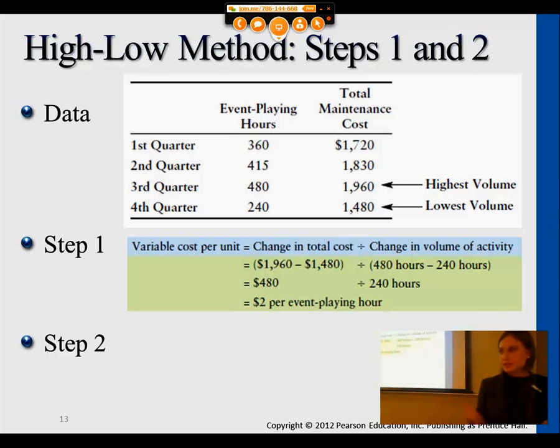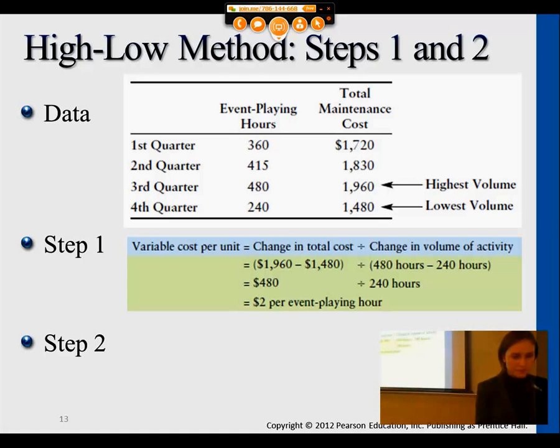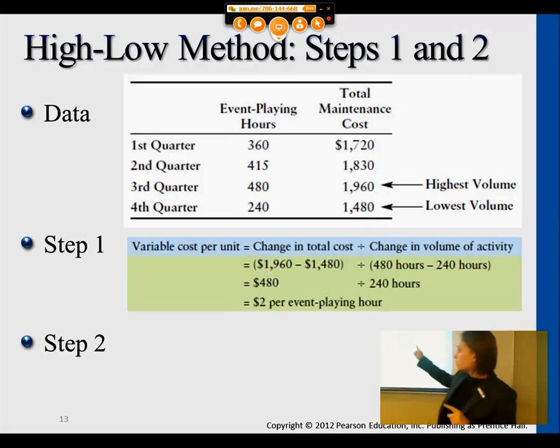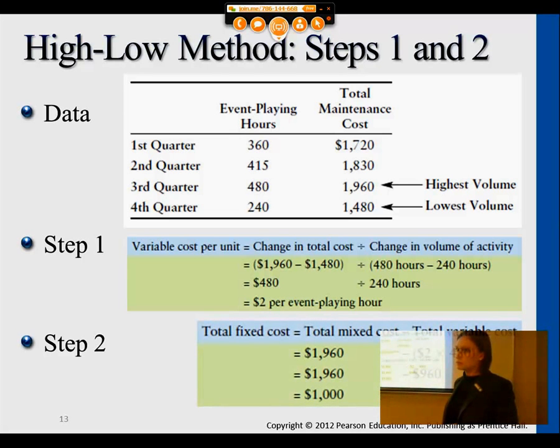Okay, so we need to do the second step. What was the second step? We need to calculate the fixed cost, right? We have the variable. Let's look at the fixed. Now, am I going to calculate fixed per unit or not? What am I calculating? What is this next step? It's total cost, total fixed cost. So when you're calculating, don't get mixed up. I'm calculating my variable cost per unit, but the next calculation I do is my total fixed cost. These two are usually where you get messed up.